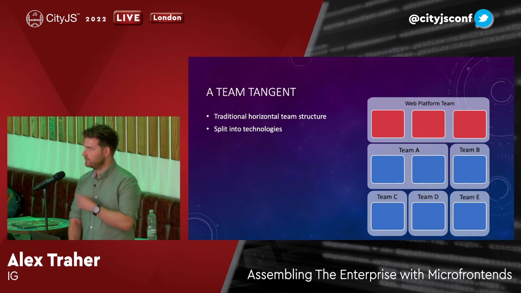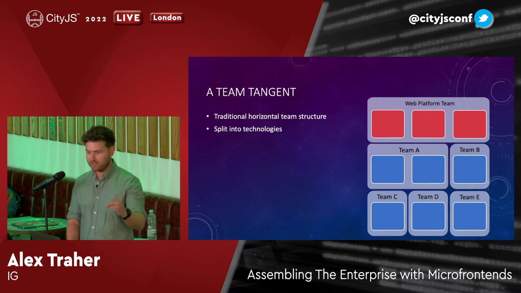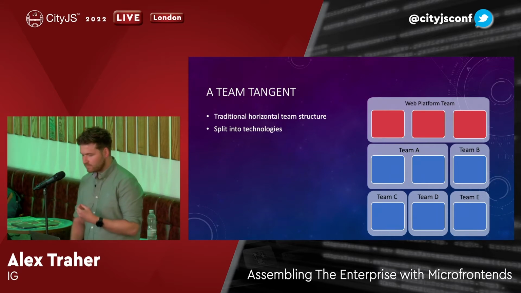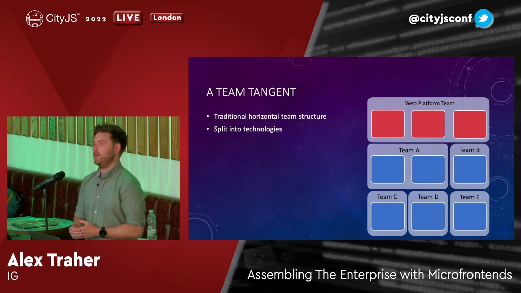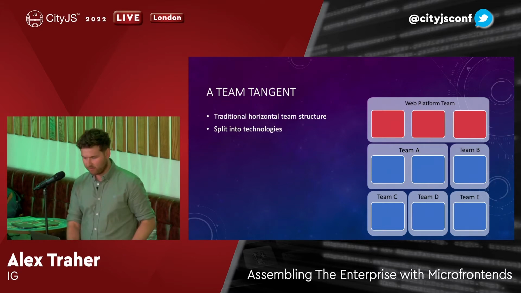IG has traditionally had a horizontal team structure, and by that, if you view your stack as being vertical, front to back, our teams tend to be split across technologies. You can see on the diagram here our front end, the three parts of our monolithic front end in red. Our web platform team is responsible for that. And then we have a collection of middleware, API teams, data teams, and a collection of other back-end teams responsible for other services in IG that keep that web trading platform up and running.